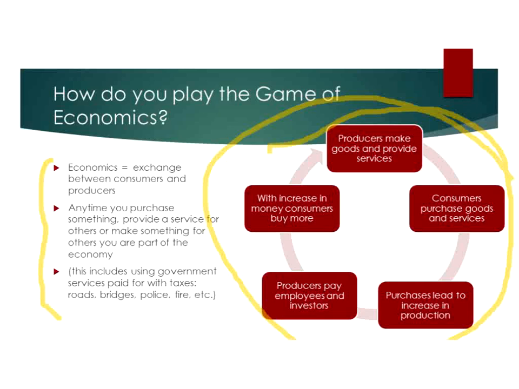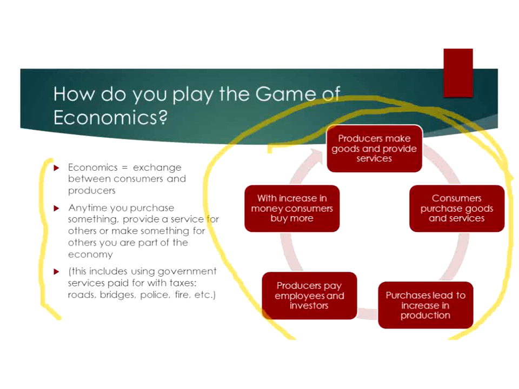So economics is equal to the exchange between consumers and producers. Anytime you purchase something, provide a service for others, or make something for others, you're part of this economy. And so this includes using government services paid for with taxes: roads, bridges, police, fire, etc. And so, the game of economics, I remember one of the lessons said that it's just a circle, and it just keeps going and going, and there really isn't a starting point or an ending point. It just keeps on revolving.